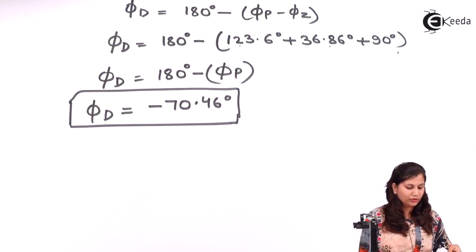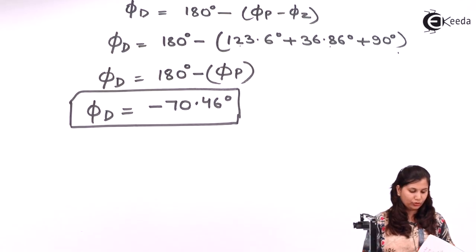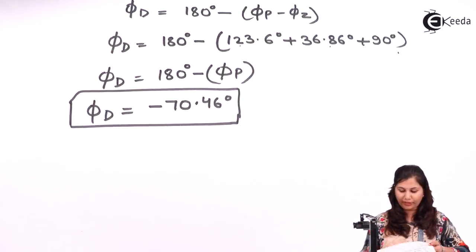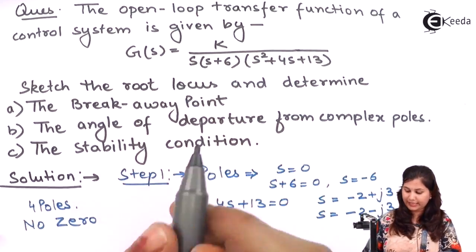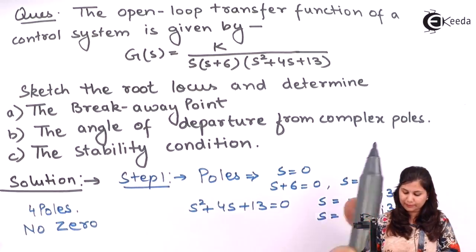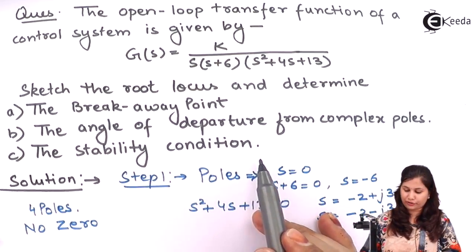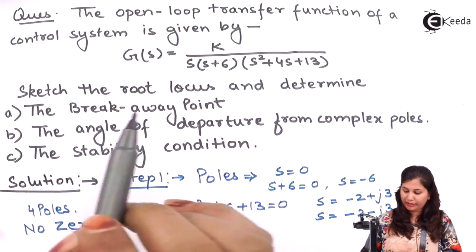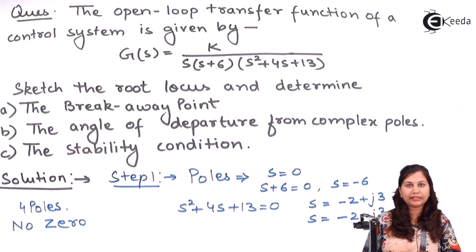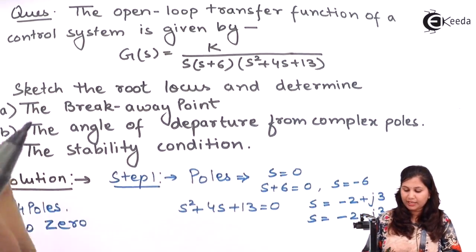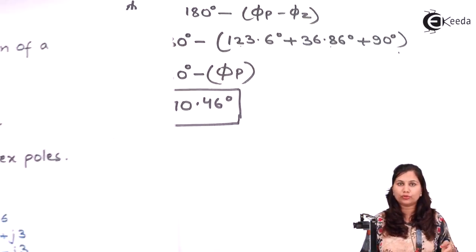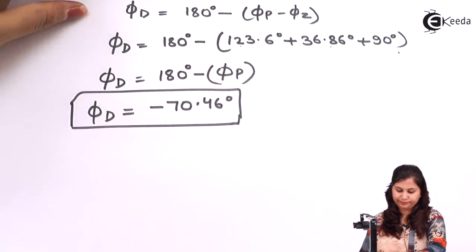So this is the angle of departure. Our question was to sketch the root locus, and also find the breakaway point, the angle of departure from the complex pole, and the stability condition. We have obtained the breakaway point, angle of departure and the stability condition, all of them. Now let's sketch the root locus of this system.